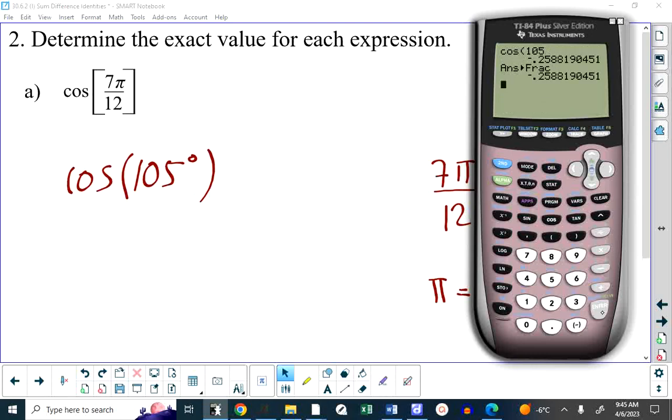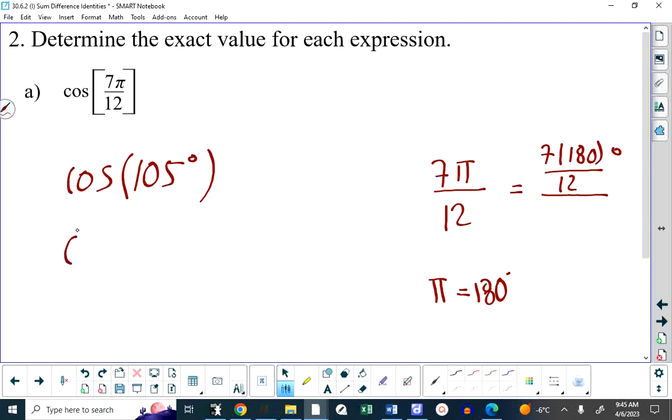What we do is we look for two angles that we are familiar with on the unit circle that either add or subtract to give 105. And given that this angle ends in 5 degrees, 45 degrees is going to be one of them. 60 and 45 would do it. So cosine of 105 degrees is exactly the same then as cosine of 60 degrees plus 45 degrees as a quantity.